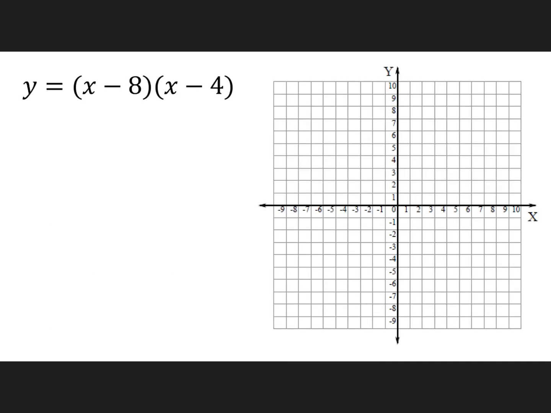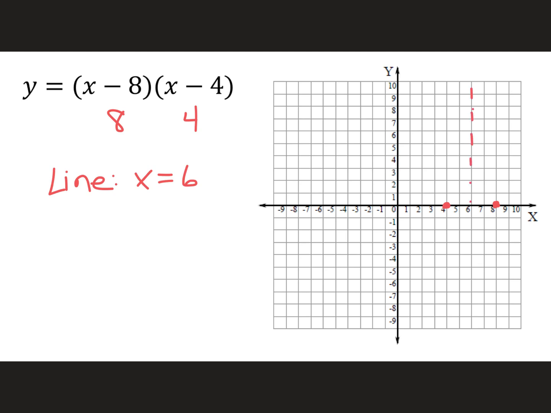Okay, now I'm going to do 3 of these and I'm going to go in the order that I just showed you. The first thing I'm going to do is find my 2 zeros, which are 8 and 4. They're literally just the opposites of the two numbers that you see there. So I'm going to go ahead and plot my 8 and my 4. And then my line of symmetry is going to be x equals 8 plus 4, which is 12, divided by 2. So my x value is a 6.